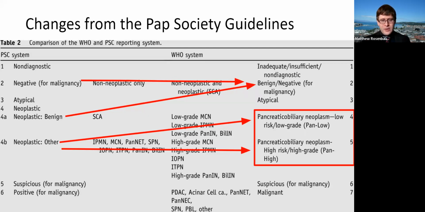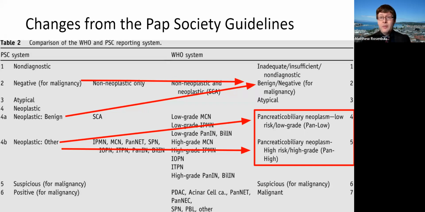The big differences are neuroendocrine tumors and solid pseudopapillary neoplasms have gone from neoplastic other to actually being called positive for malignancy. Neoplastic other itself has been broken up into 2 separate diagnostic categories you see on the right, basically pancreatobiliary neoplasm low grade or low risk, and high grade and high risk. Basically the idea is, do you have high grade or low grade atypia on that? Generally, this is supposed to correlate to being an IPMN or some mucinous cyst with low grade or high grade atypia.